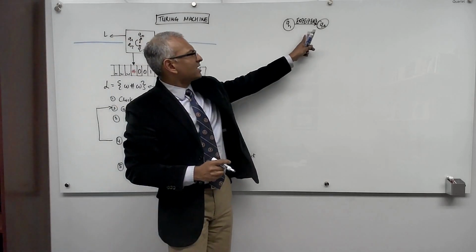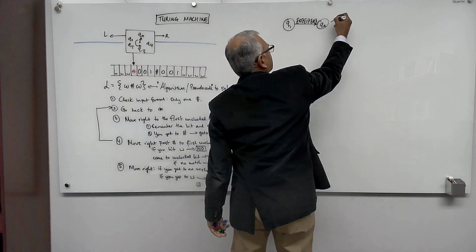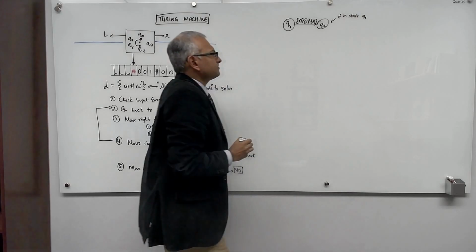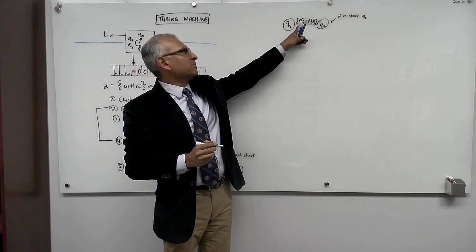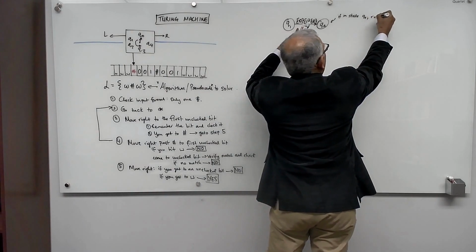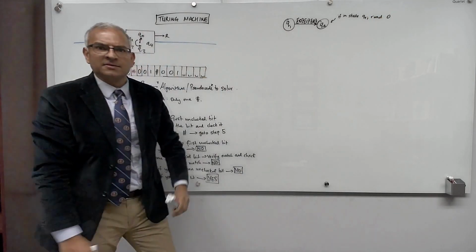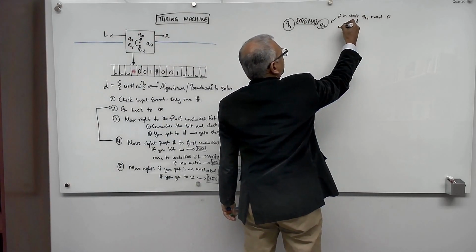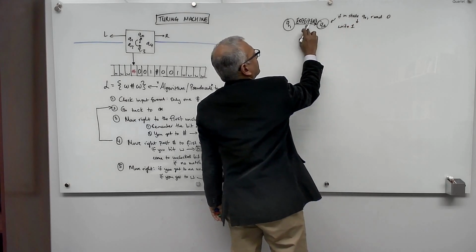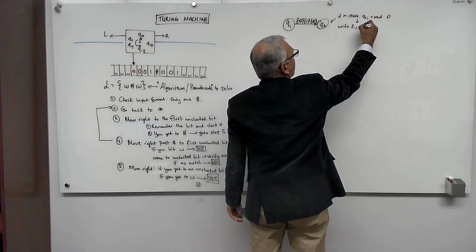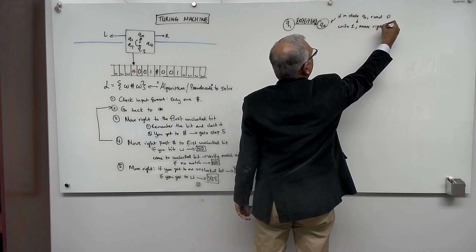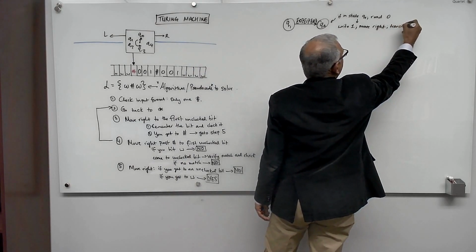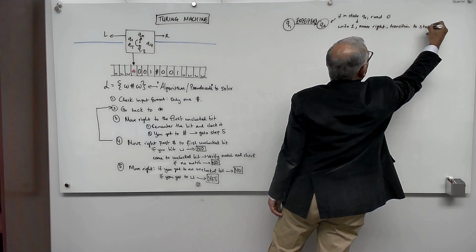Now let me tell you exactly what that means. This means if in state Q1 you read at your current memory location 0, then here's what you do. You write 1, move 1 step to the right, and transition to state Q3.